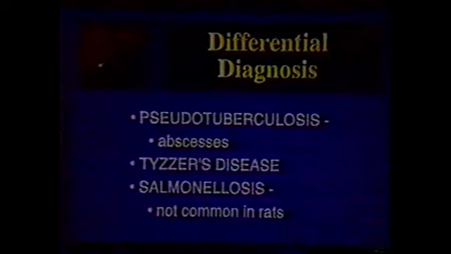Okay, bacterial diseases. We're going to talk about bacterial diseases in more detail when we cover mice, but the bacterial diseases to include in the differential diagnosis for hepatitis are pseudotuberculosis, which causes abscesses, Tyzzer's disease, which tends to cause acute necrosis, and salmonellosis. Those would be the common bacterial disease problems causing hepatitis in the liver. A note, salmonellosis can be very common in mice, but not common in rats.